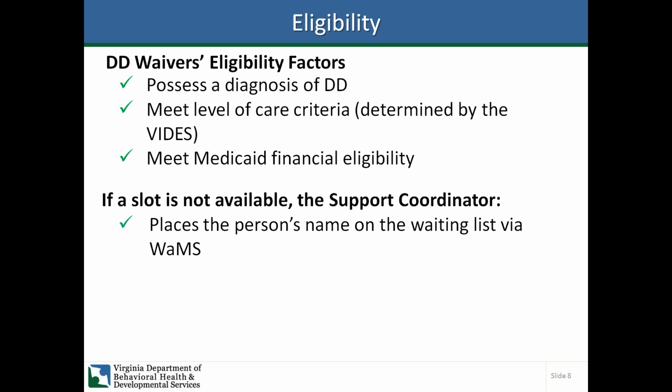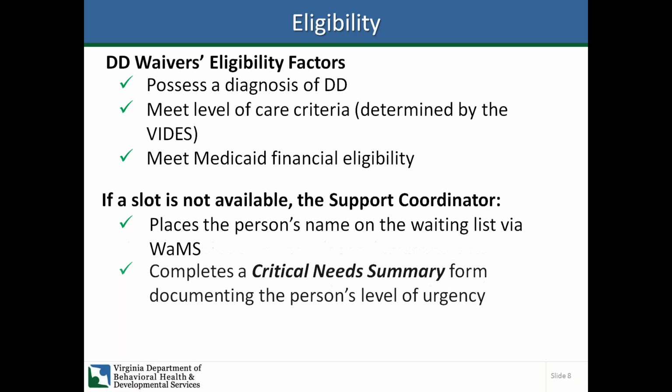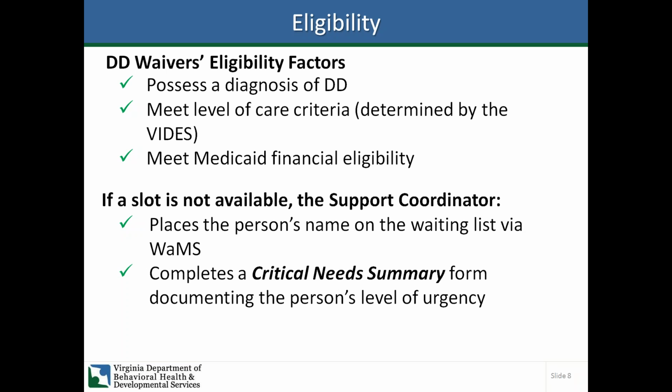Now, if a slot is not available at the time that the person is screened, the support coordinator will place the person's name on the waiting list through the waiver management system, which we're calling WAM, and complete a form called a critical needs summary form. That form will document the person's overall level of urgency and will be used when the slot assignment process is activated. I'll talk a little bit more about that in future slides.